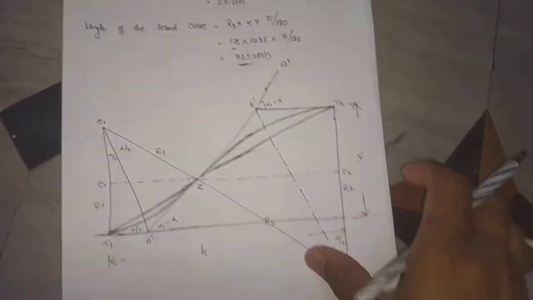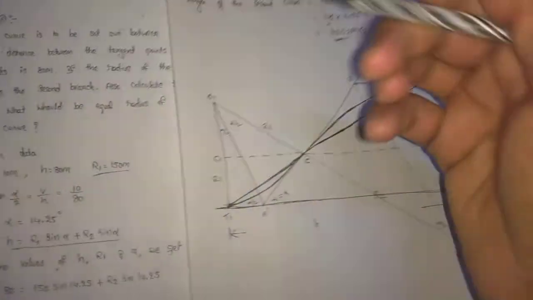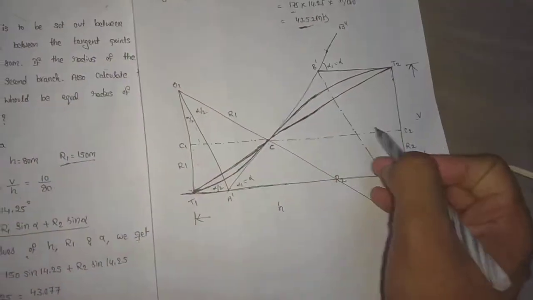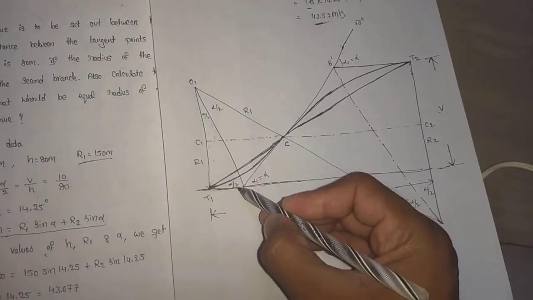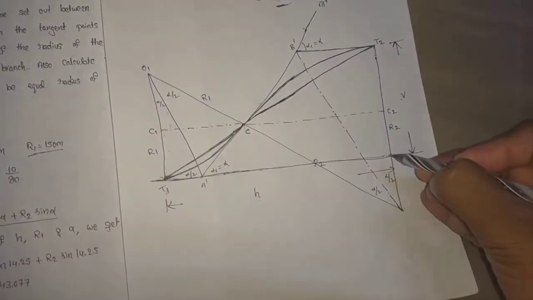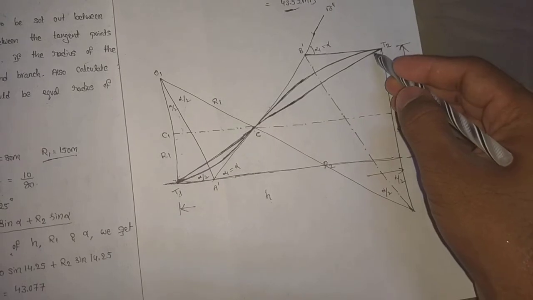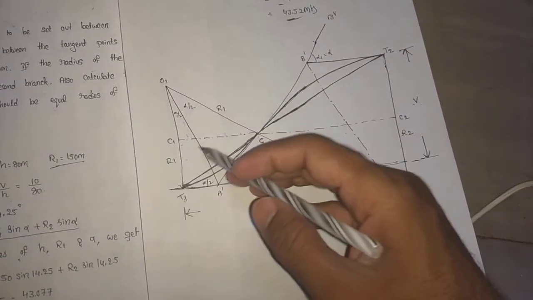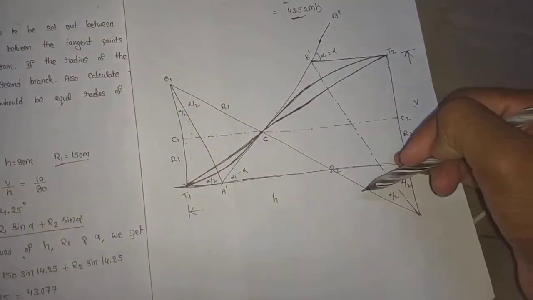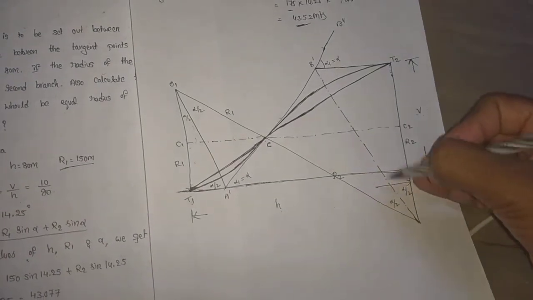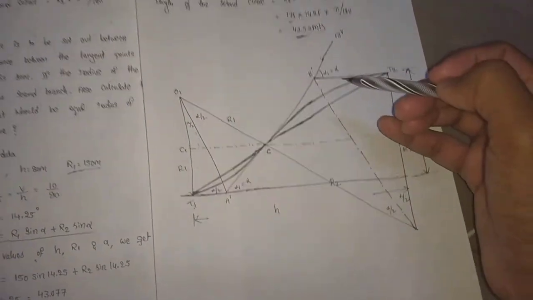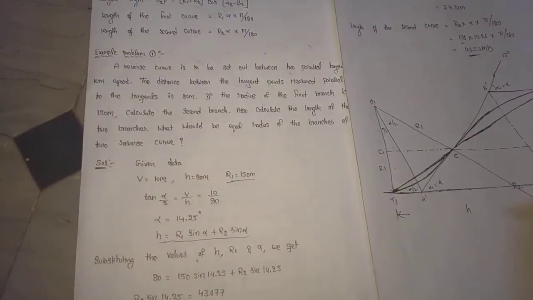This is the diagram for the reverse curve. This is the C1 point and C2 point. This is the tangent point T1 and the tangent point T2. Next, radius R1 here, and this is radius R2 here. This is the angle of deflection, the alpha value. This is a reverse curve problem. I hope you students understand.